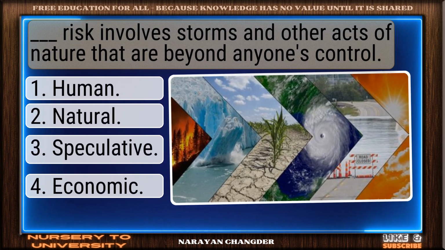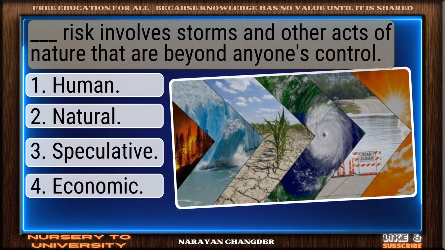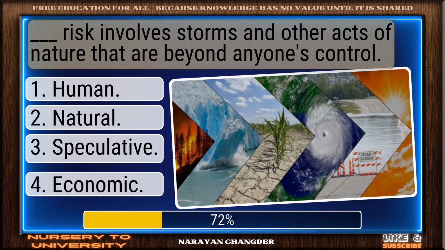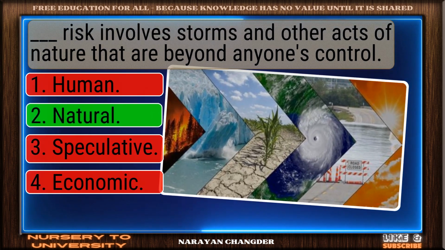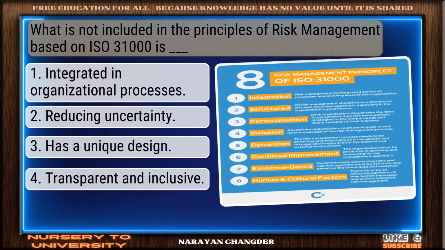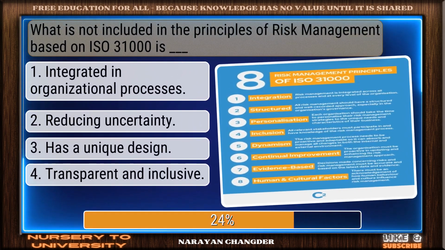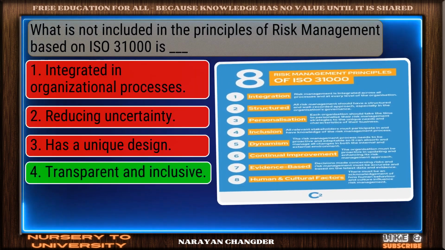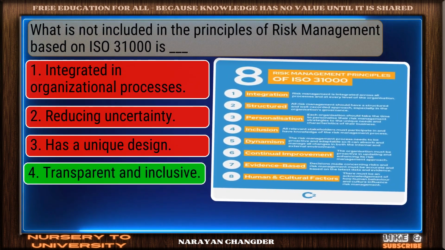...risk involves storms and other acts of nature that are beyond anyone's control. You got it. Your choice natural is right. What is not included in the principles of risk management based on ISO 31000 is... Great thinking. Transparent and inclusive is the right choice.